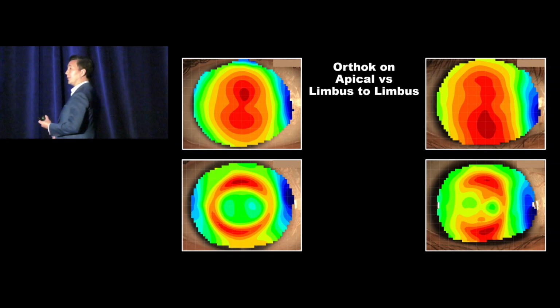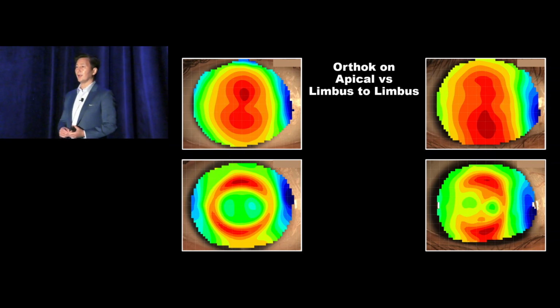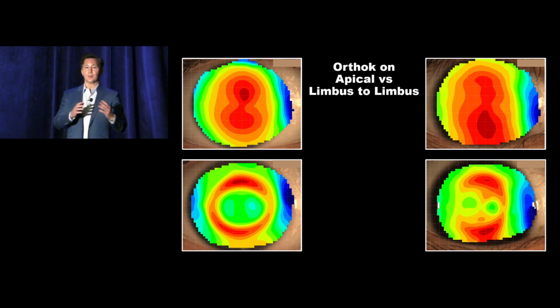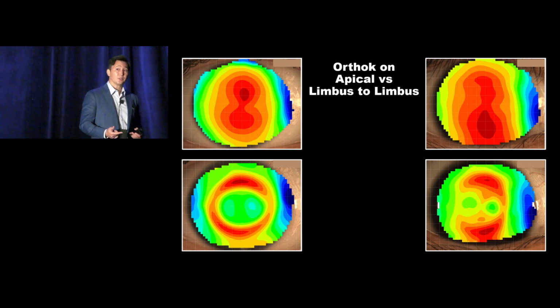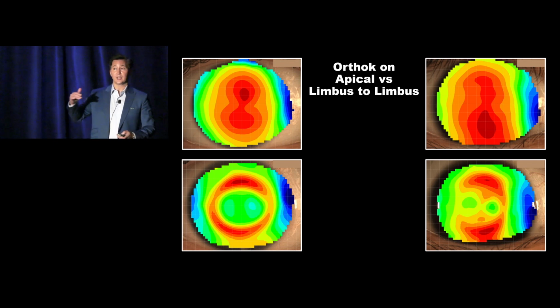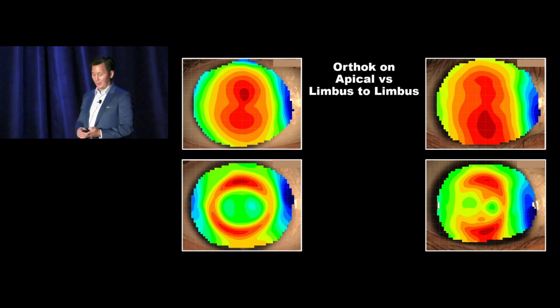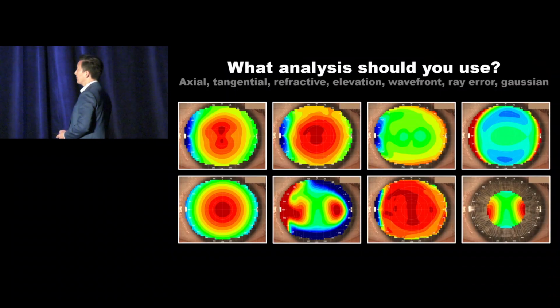So look at baseline topography. Look for whether you have apical astigmatism or limbus to limbus. That might guide your fees as well, because an apical astigmatism is very easy to manipulate. A limbus to limbus is going to be tougher. It might be more visits, it might be more lenses. So again, that might be a slightly higher fee in your schedule.